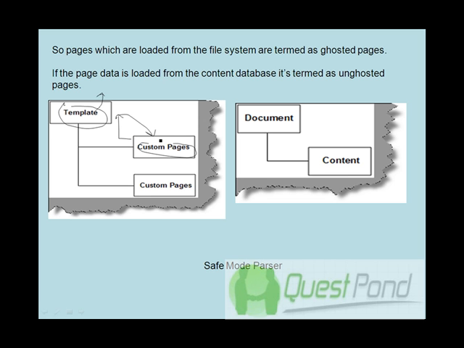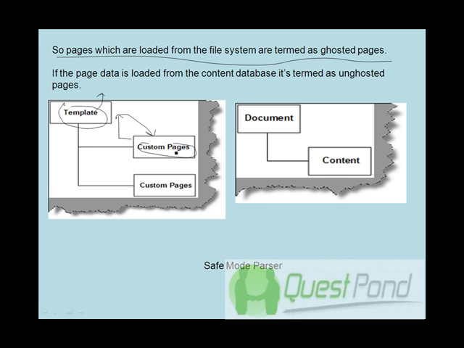Now this is termed ghosting, and the custom pages lying in the virtual directory of SharePoint are termed ghosted pages. So pages loaded from the file system are termed ghosted pages. Why? Because whenever you store a page in the file system, it always inherits from a master page template or a custom template, and the template's differences are applied to the custom pages. That's why pages loaded from the file system are termed ghosted pages.